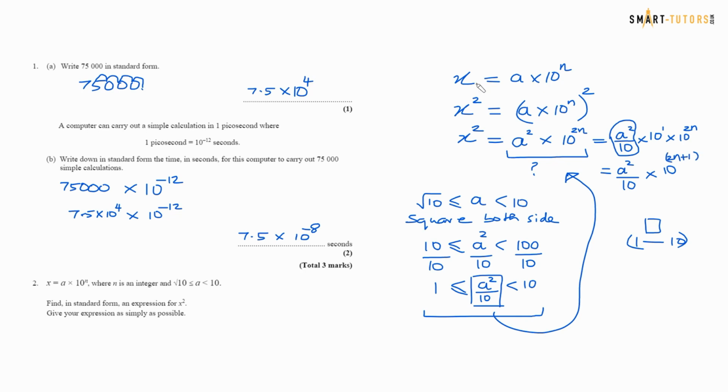They are asking for it as simply as possible. So a squared over 10 means 0.1, so you can write it as 1/10 a squared times 10 to the power 2n plus 1 as the answer. Or if you want, you can write 0.1 a squared times 10 to the power 2n plus 1. That is our final answer for question number 2.